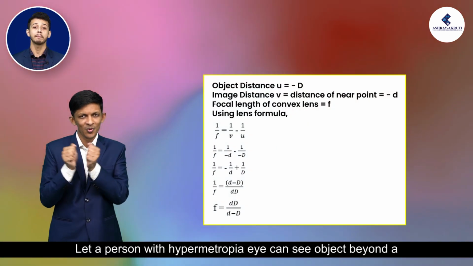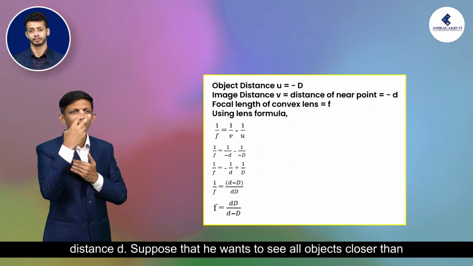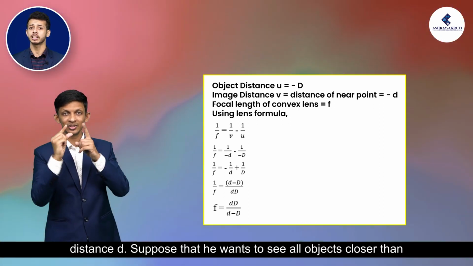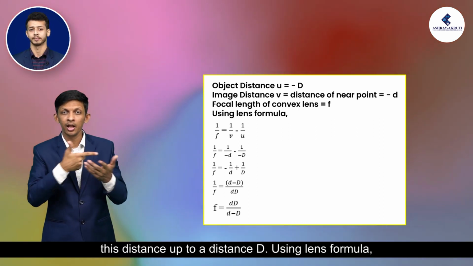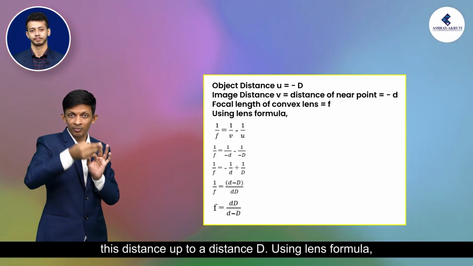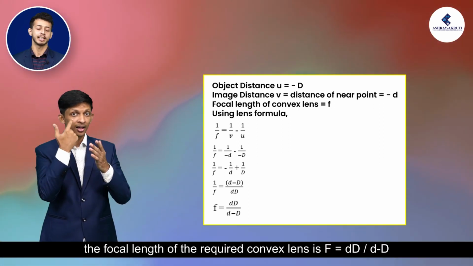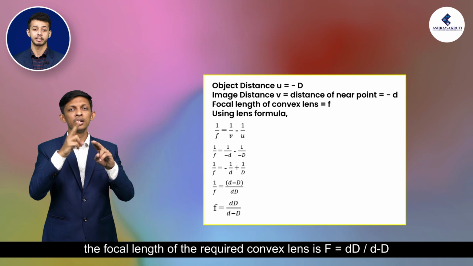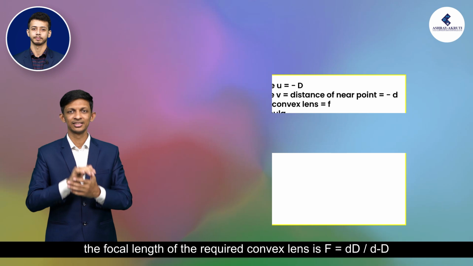Let a person with hypermetropic eye can see objects beyond a distance D. Suppose that he wants to see all objects closer than this distance, up to a distance d. Using the lens formula, the focal length of the required convex lens is f equals small d into capital D divided by small d minus capital D.